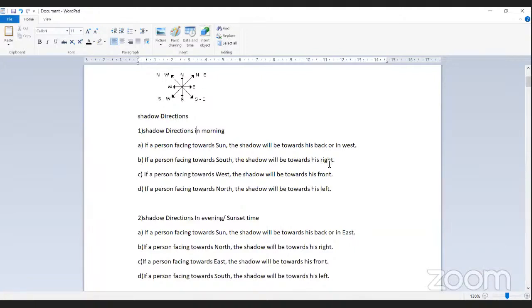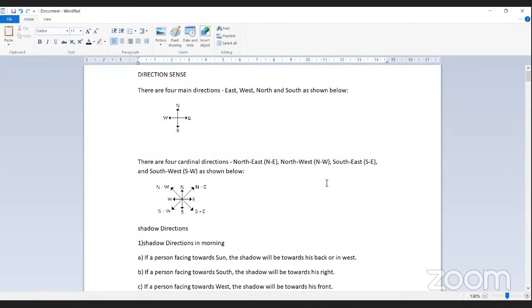Now remember, the sun is in the east and the person is facing the south. Facing south means your face is towards that direction, not where you're going. So if you're facing south, imagine you're facing the S, your direction of the sun rising will be towards your left, and your shadow will be towards your right. Understanding? If anybody is not understanding, please ask.